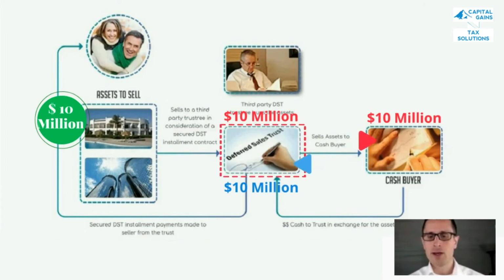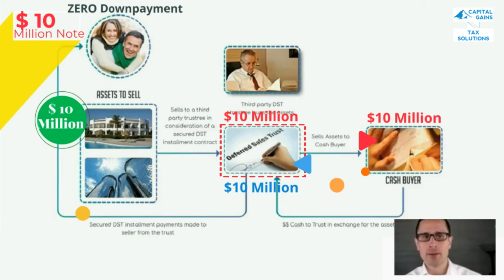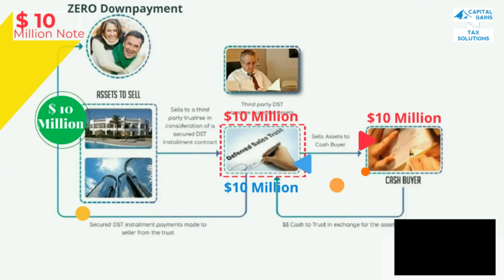Now, why would the seller do that? Well, the seller is going to get a note for $10 million. And the trust is going to give them a 0 down payment. So basically the seller is not selling, it is the trust which is selling, so he doesn't incur the gain, whatever the tax.